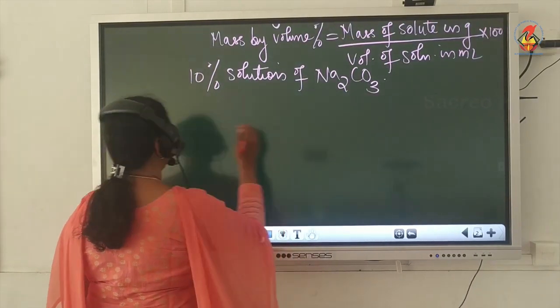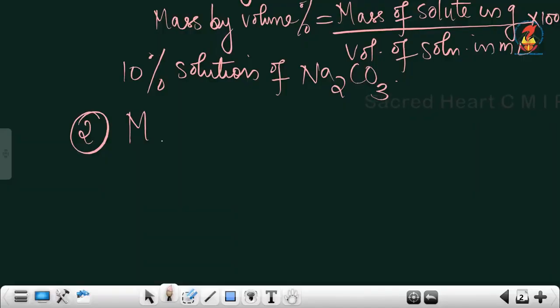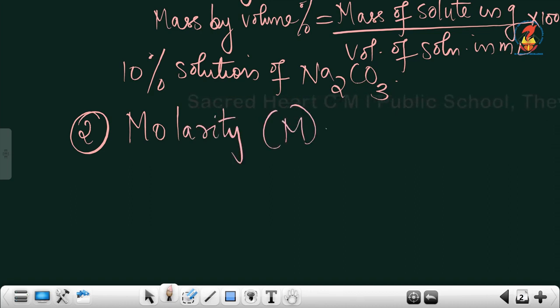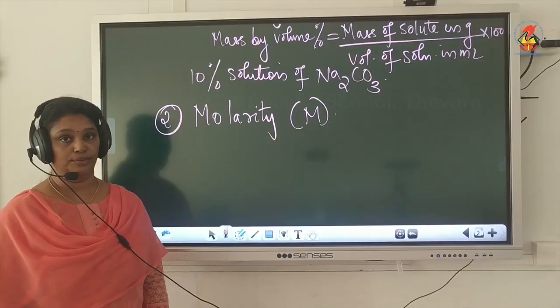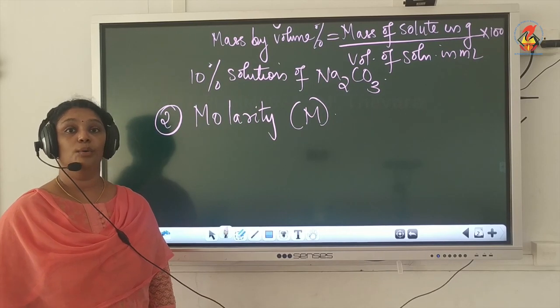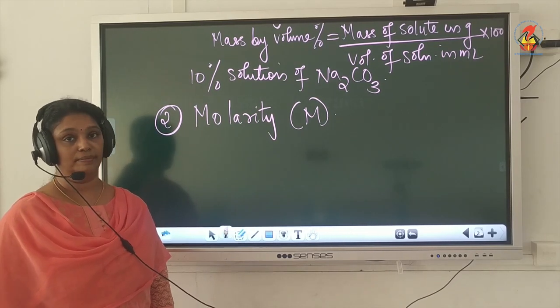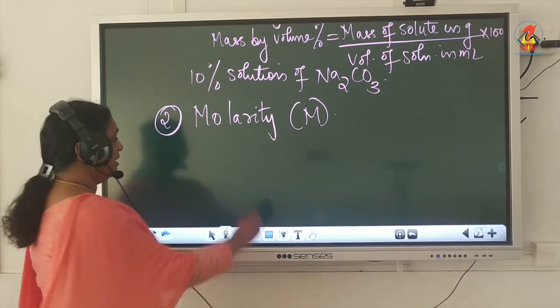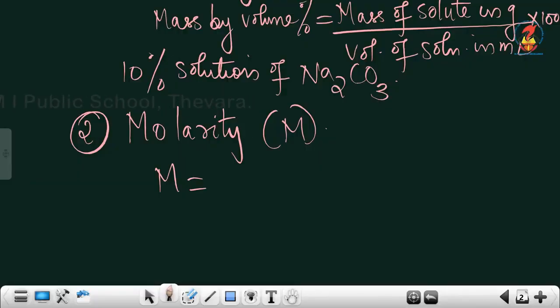So number 2 is molarity, denoted by capital M. Now the molarity is the number of moles of solute dissolved in 1 liter of solution. That is, the expression is molarity M is equal to number of moles of solute, denoted by NB, divided by volume in liters.